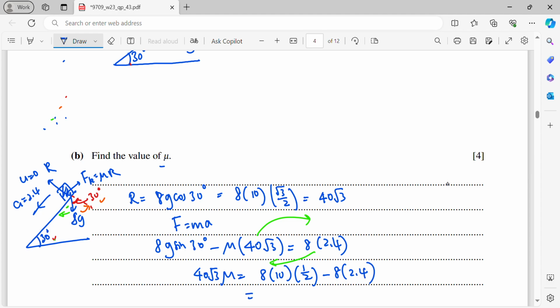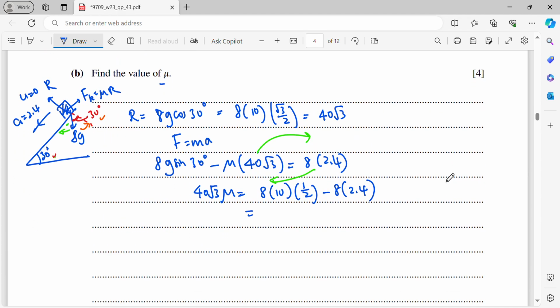Then from here, when you calculate the right side, it will be 20.8. Hence your mu is going to be 20.8 over 40 square root 3. So at last, you will be getting 0.3002. And now I round up to 3 significant figures, that is 0.300. So that is your mu value.